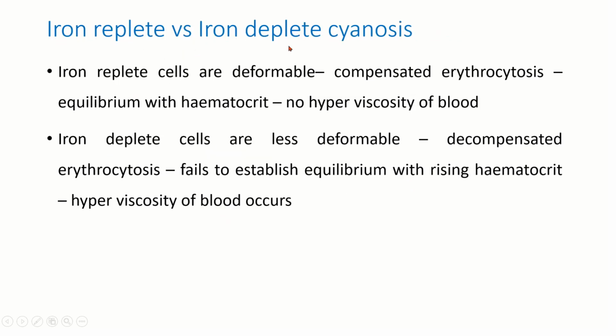There is a special concept of iron replete versus iron deplete cyanosis. In case of iron replete cyanosis, iron replete cells are deformable. So there is compensated erythrocytosis, and equilibrium is established with hematocrit. There will be no hyperviscosity of blood. In case of iron deplete cyanosis, iron deplete cells are less deformable. So there will be decompensated erythropoiesis. There will be failure to establish equilibrium with the rising hematocrit. So hyperviscosity of blood occurs.